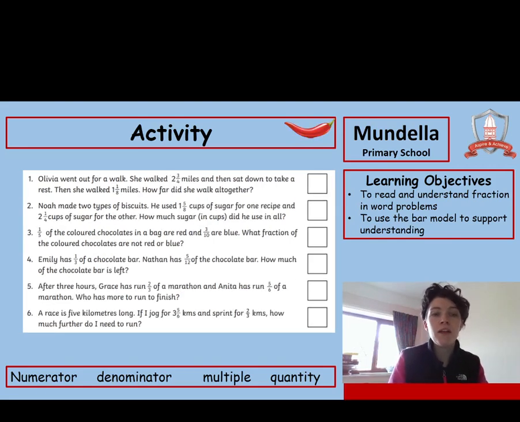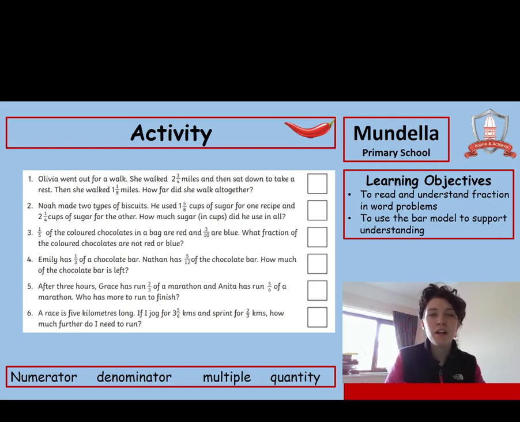Red chili peppers, here are your 6 questions that I'd like you to have a go at. Beware, red chili peppers, I've thrown in a few more difficult ones for you, including mixed numbers, so a whole number with a proper fraction. So just take care with those. But similarly, use the bar model, use a pictorial representation to help you visualise these fractions. Pause the video now to have a go.